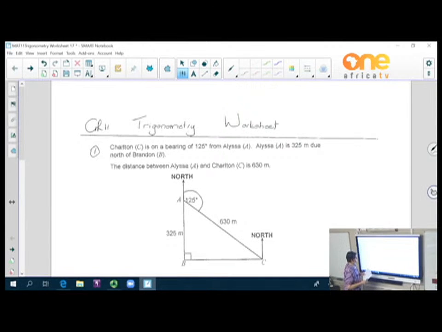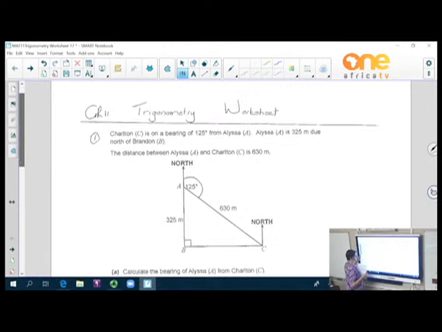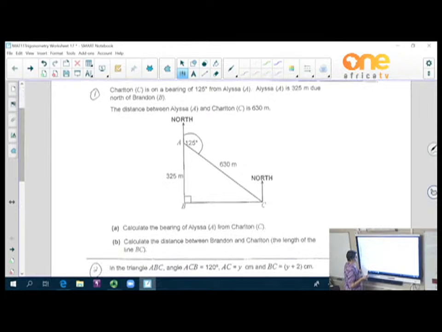So the question is now the bearing of Elisa from Charlton. And Elisa from Charlton is this. This is what we want to calculate there. North clockwise from Charlton. That's what we're looking at there. Now, we're using the fact that these two lines are parallel lines. That's a very important step there.